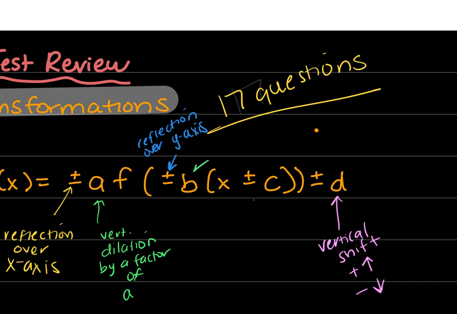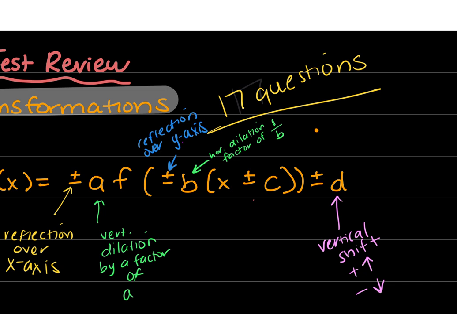What's B? Good. Horizontal dilation by a factor of? Good. Factor of 1 over B. So if B was 2, it would be a horizontal dilation by a factor of a half, and I would take all the x values and I'd multiply by a half.